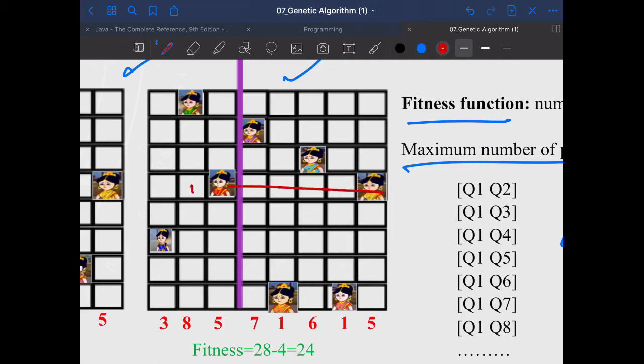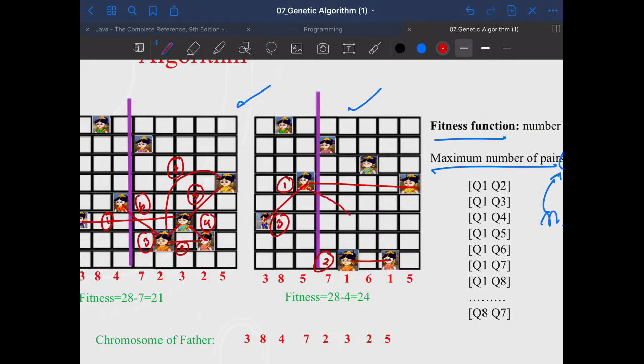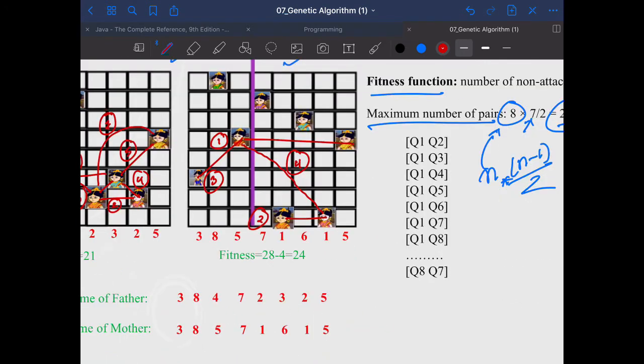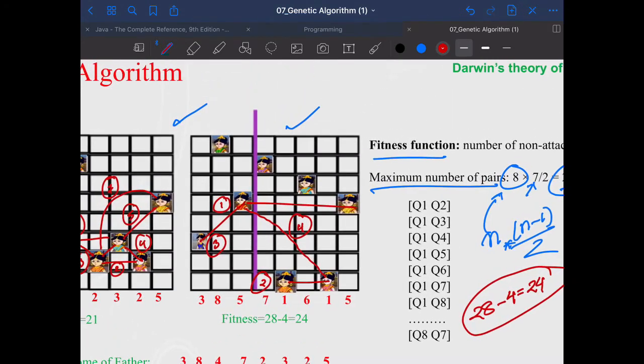So this one was 1, this is 2, this is 3, and where is 4? And another one which is 4. So we have 4 attacking pairs. Now to find the fitness, we do 28, which is our maximum number of pairs, minus the attacking pairs, which is 4, which thus we get 24. This is the fitness function of this corresponding situation.